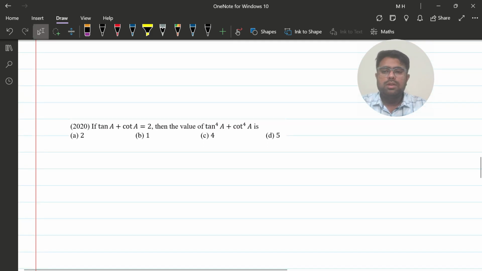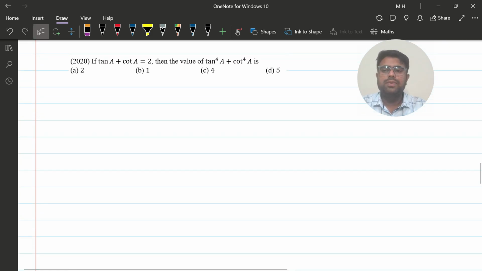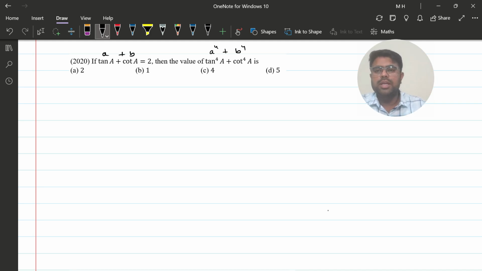Coming to the next question, that is, if tan a plus cot a equal to 2, then the value of tan raised to 4a plus cot raised to 4a is. Okay. Look, what they have given is in the form of a plus b. They are asking a raised to 4 plus b raised to 4. So there is no other way other than squaring it twice. So I'll take up the given equation, I'll square it twice. If it gets complicated, then let's see.